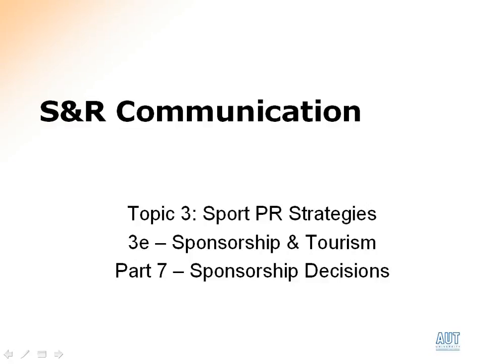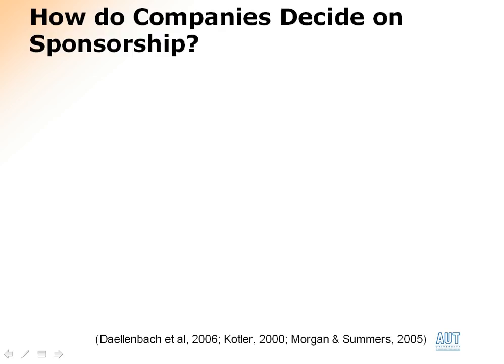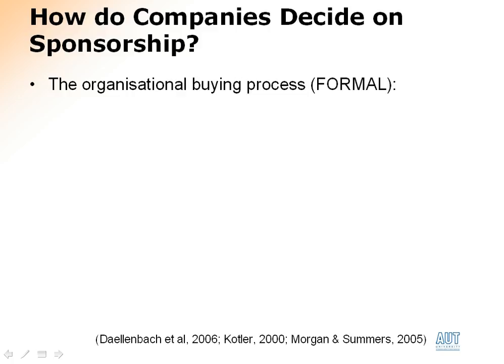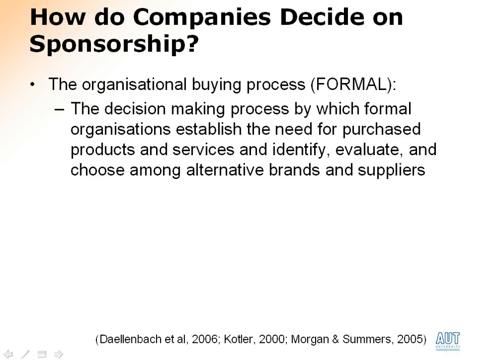This is Topic 3, Sponsorship and Tourism Part 7, where we talk about sponsorship decisions. So how do companies decide on who they're going to sponsor? It's often a formal process, an organisational buying process, and a decision-making process where organisations formally establish the need for a purchased product and service. They identify, they evaluate, and they choose amongst alternative brands and suppliers.